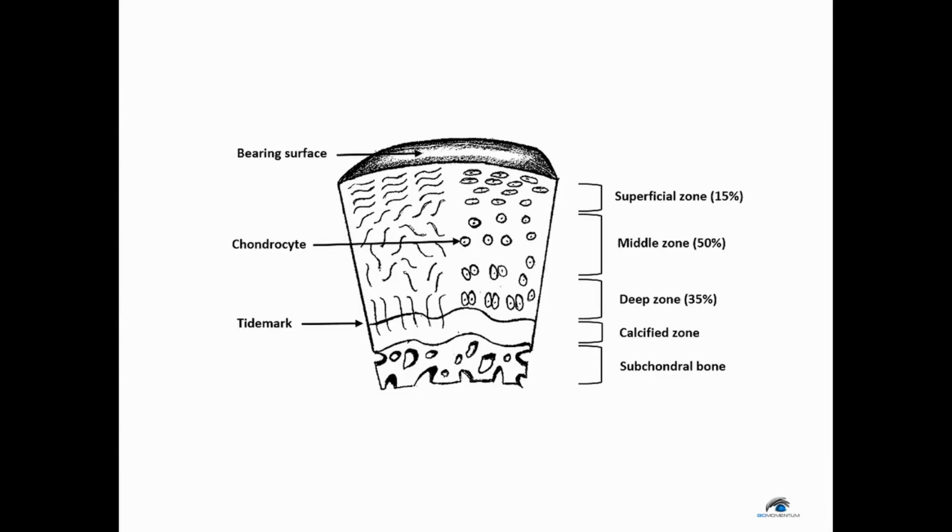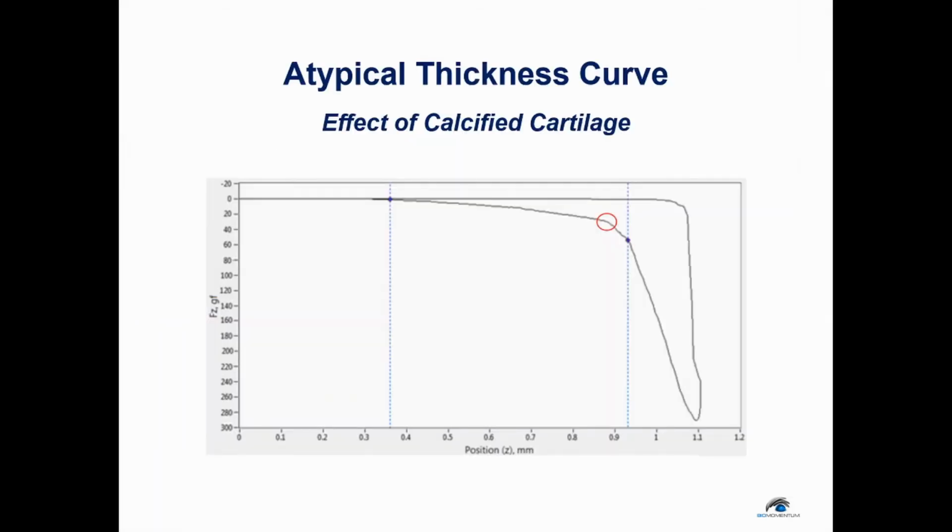Calcified cartilage is present between the hyaline cartilage and the subchondral bone. Its interface with the non-calcified cartilage is called the tide mark, and it is usually stiffer than non-calcified cartilage but less stiff than bone. When this region is thick enough, the force versus displacement curve will show an increase in force as the needle enters this zone.